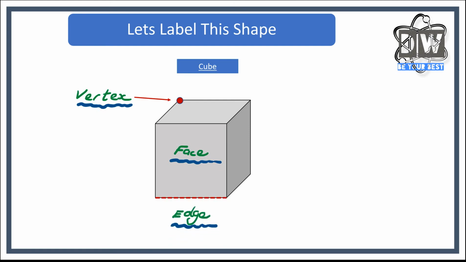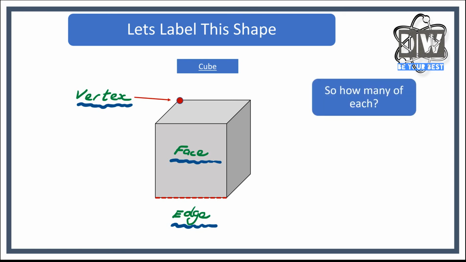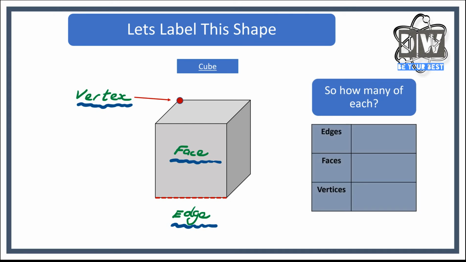Lots of people get the vertex or the vertices mixed up with the edges, so just remember that in future. So how many do these have? A cube has 12 edges, 6 faces and 8 vertices.